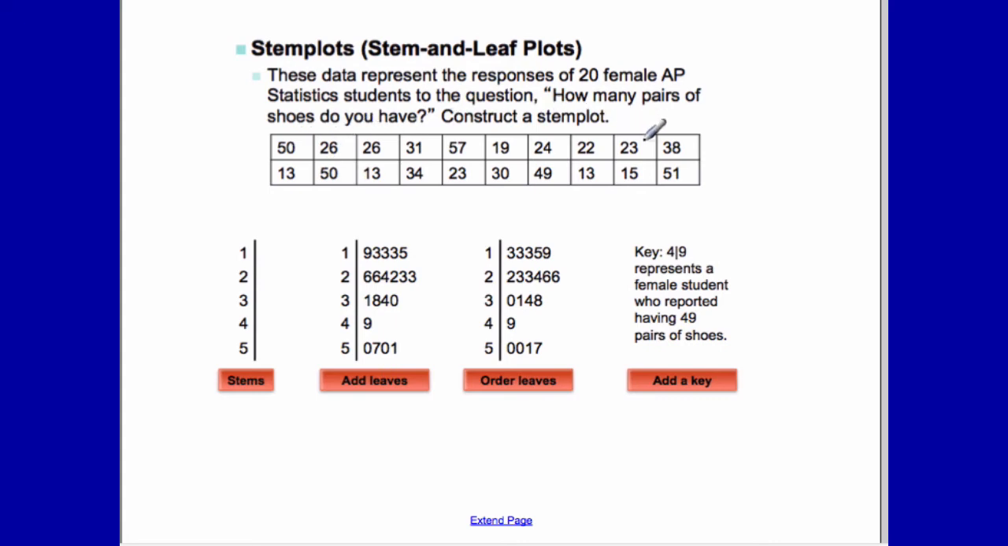If I've got a series of numbers like this, this is 20 female AP Stats students answering the question, how many pairs of shoes do you have? Well, what I'm going to do is break these numbers down, since we only have 2 digits, and break them in half. So these are all broken in half, with the number on the left-hand side being the stem. So here's our stem right here. Then the leaves are all the numbers on the right-hand side. So this 0, this 6, this 6, this 1, this 7, this 9, and if we continued on, would be our leaves.